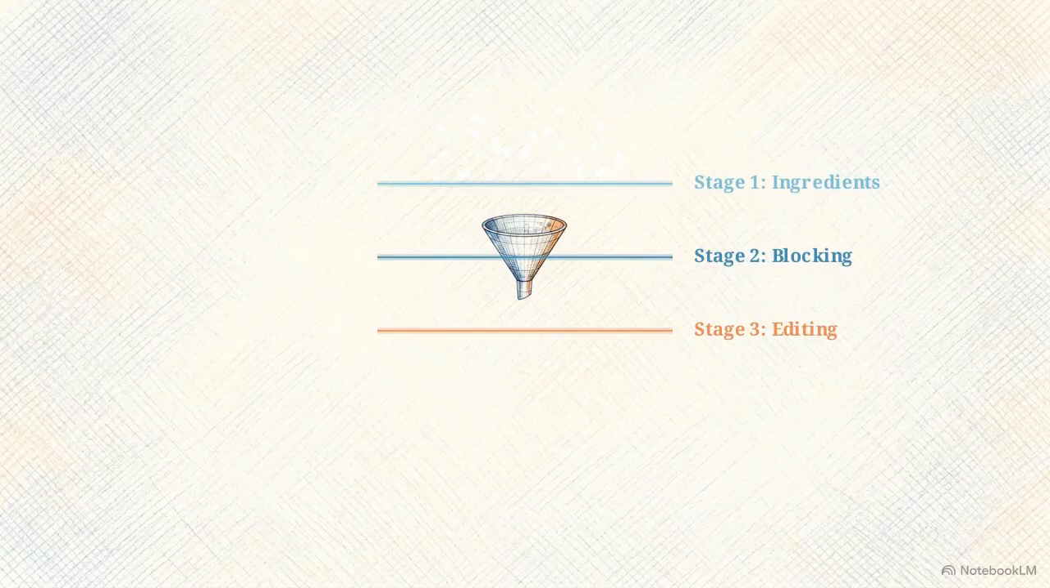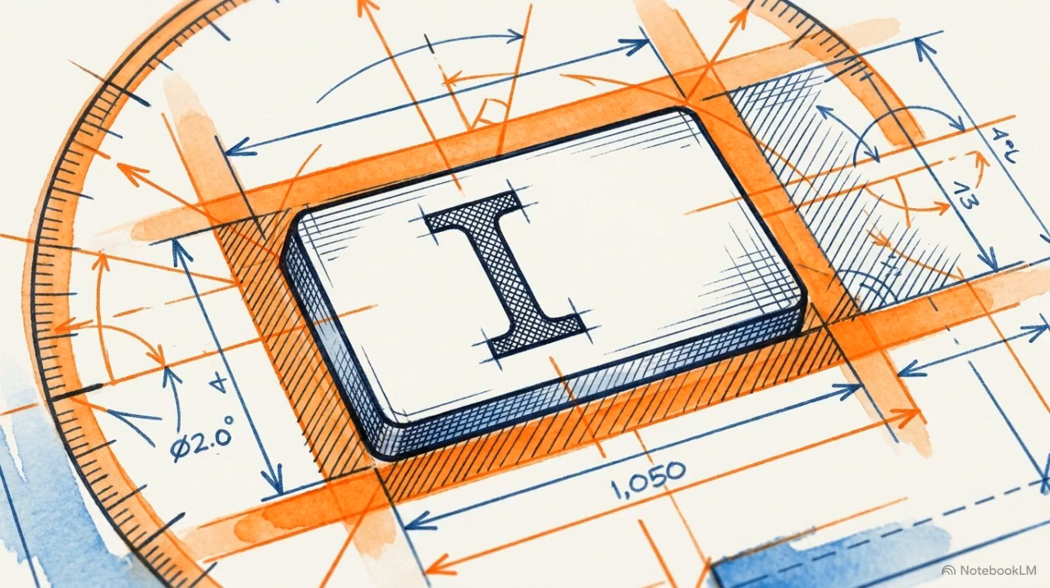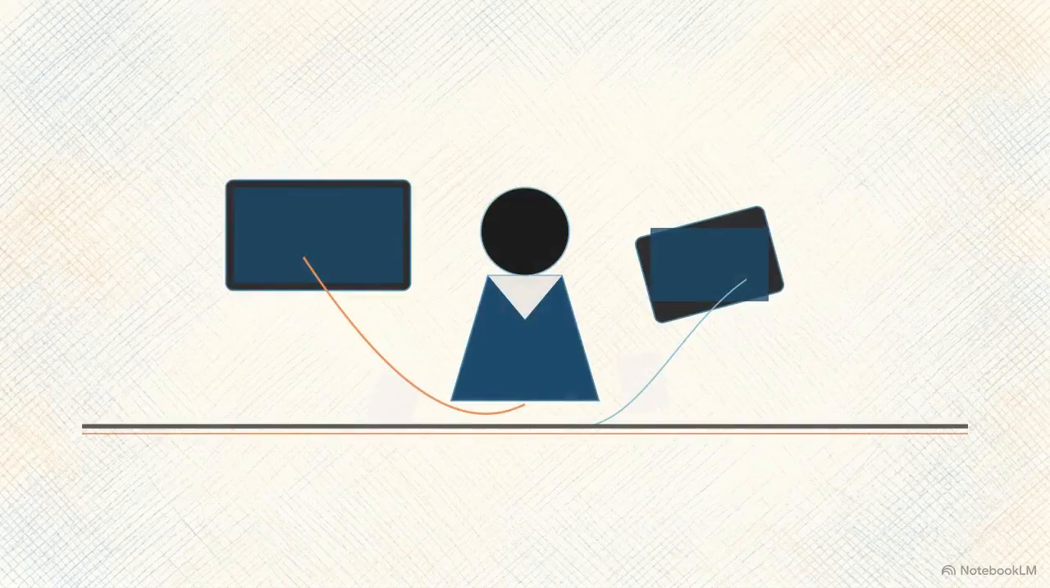Google AI uses an architectural pipeline called the funnel workflow. It forces chaotic data through SIL-twin layers, locking down variables for a controlled output. To see this in practice, we'll build a complex dual-camera cyberpunk dialogue scene from scratch. Making AI function as a dependable production tool requires stepping away from the prompt box and stepping into a deliberate, structured pipeline. The first step inside Google Flow is establishing ground truth.